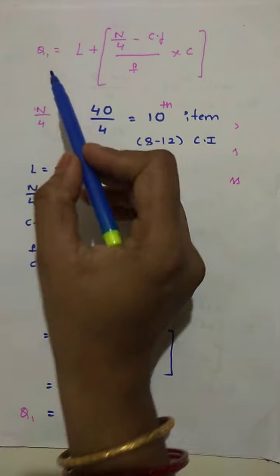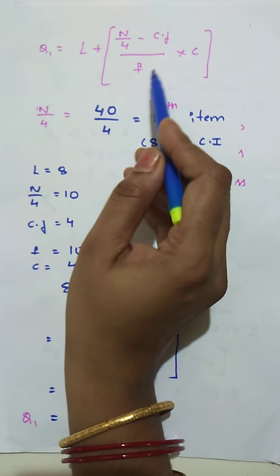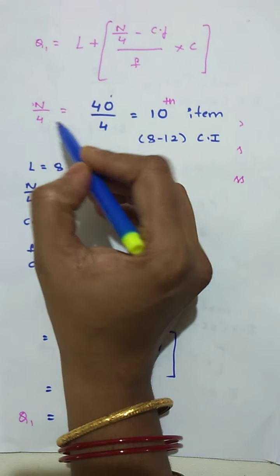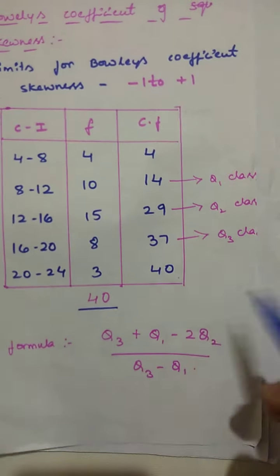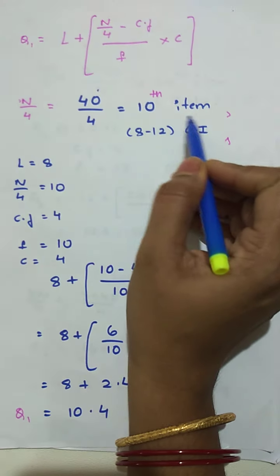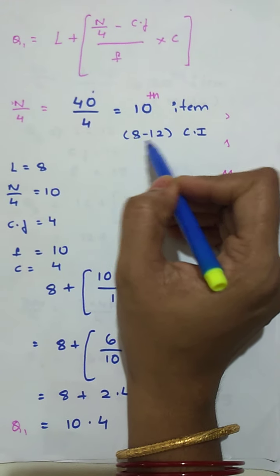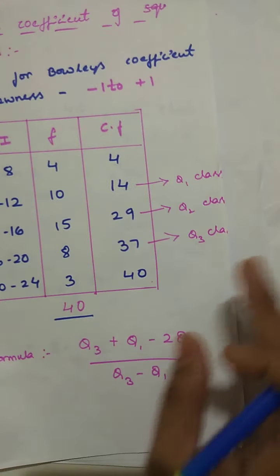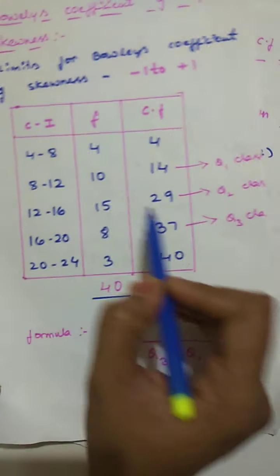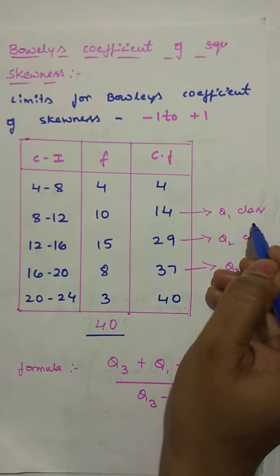The formula for Q1 is Q1 equal to L plus (N by 4 minus cumulative frequency) divided by F, into C. First we find N by 4. N is 40, the total frequency. N by 4 means 10. So the 10th item decides the Q1 class, and the 10th item falls around here. So this is our Q1 class.